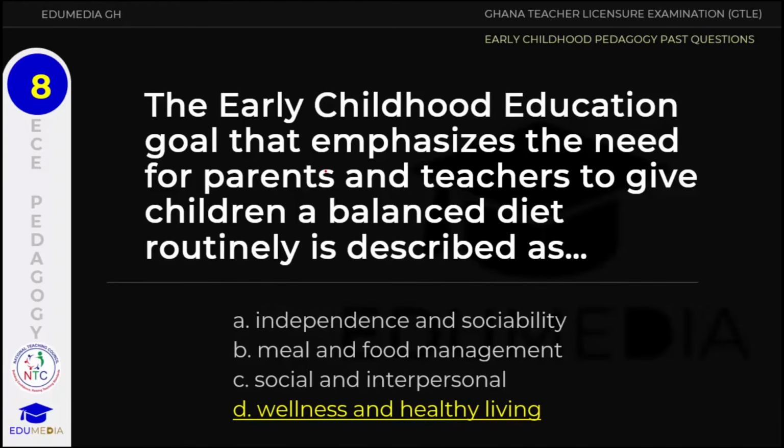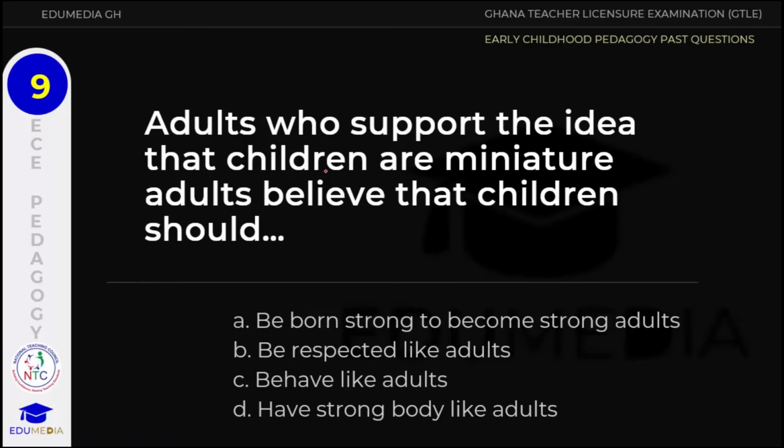The next question. Adults who support the idea that children are miniature adults believe that children should, the responses are, A, be born strong to become strong adults, B, be respected like adults, C, behave like adults, and D, have strong body like adults. The correct answer is C, behave like adults.